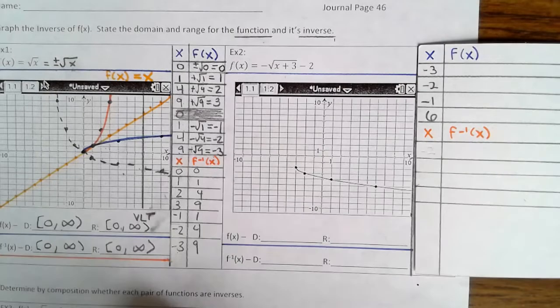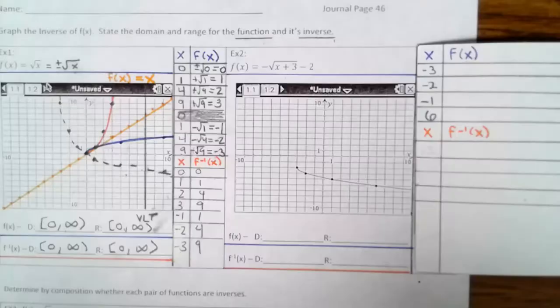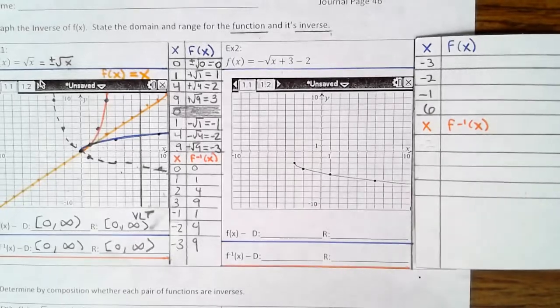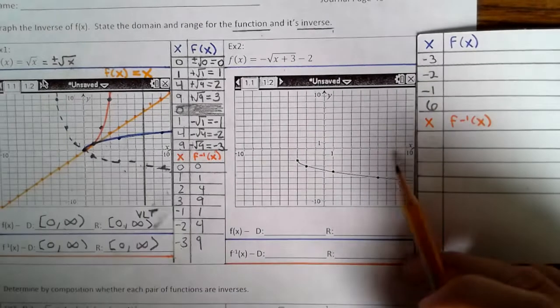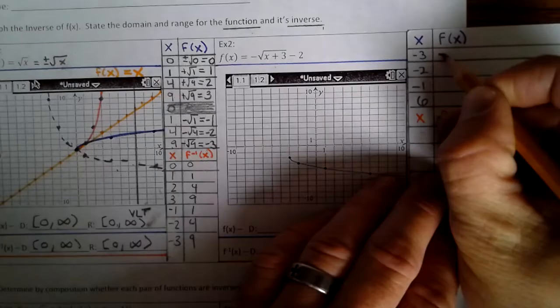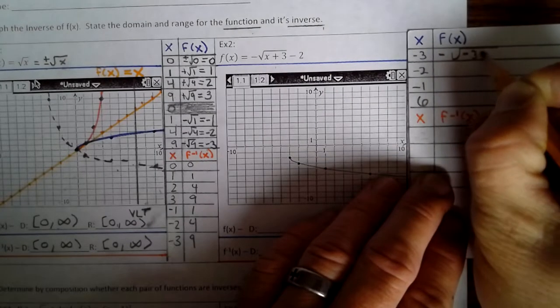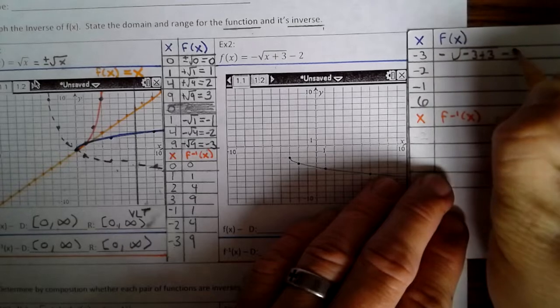We'll keep things color coordinated. Okay? And let's blur that one more time. All right. Now, you want to be smart with the values you pick. I'm going to pick x as -3 because negative the square root of -3 plus 3 minus 2. Well, the reason I pick -3 is because that's 0. Negative 0 minus 2 is -2.